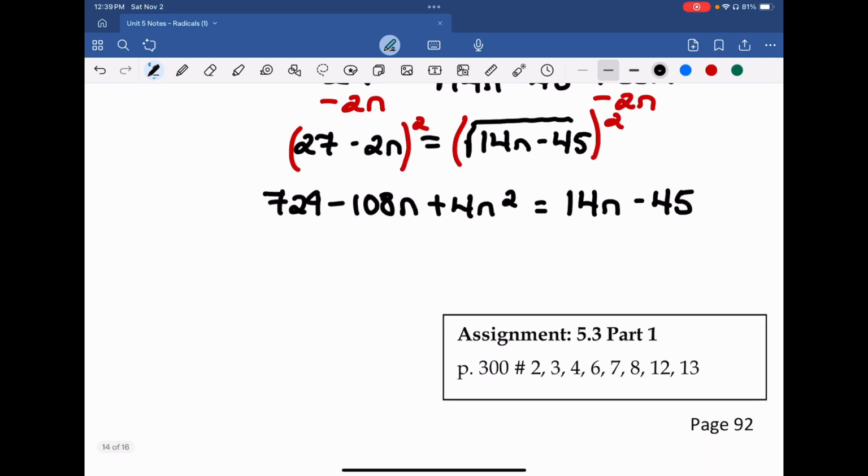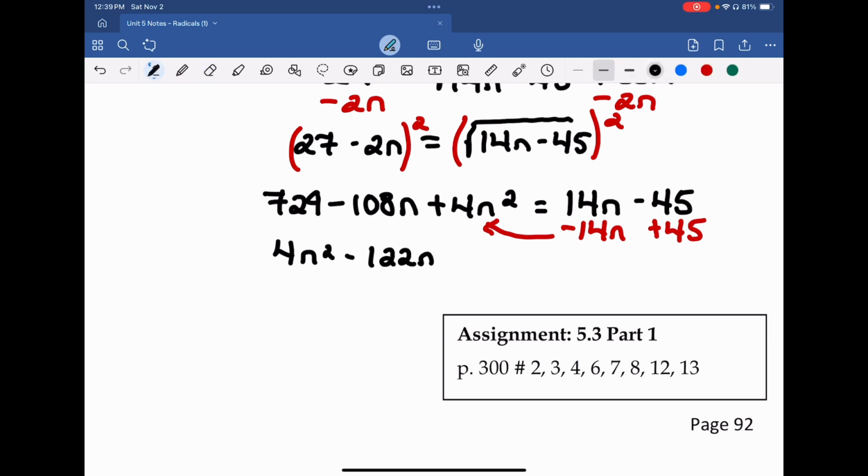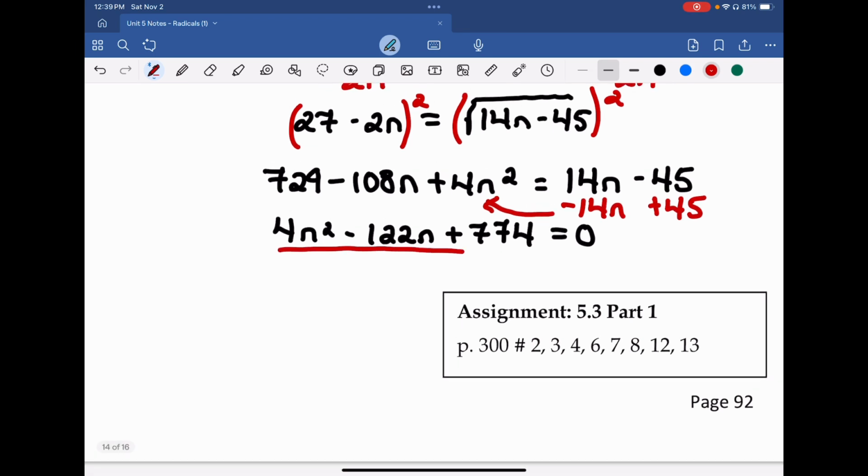I'm going to bring over all the terms to one side. In particular, because the 4n squared term is positive here, let's bring over all of these. So I'm going to go minus 14n plus 45, which will bring it over to the left-hand side here. This will give me 4n squared. My middle term will be negative 122n. And then this is plus 774, which is equal to 0. And the nice thing is, at this point, we can also reduce this by a factor. So I'm going to reduce these all by 2. I would like to do 4, but if it's not available, 2 will do.